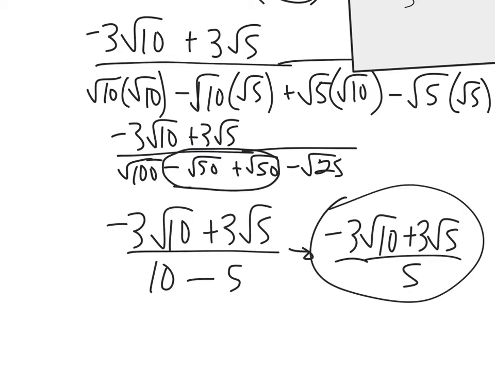Yes, we could divide it out, but since it doesn't come out evenly, negative 3 divided by 5, 3 divided by 5, neither one comes out evenly. You can just leave it as one big fraction.